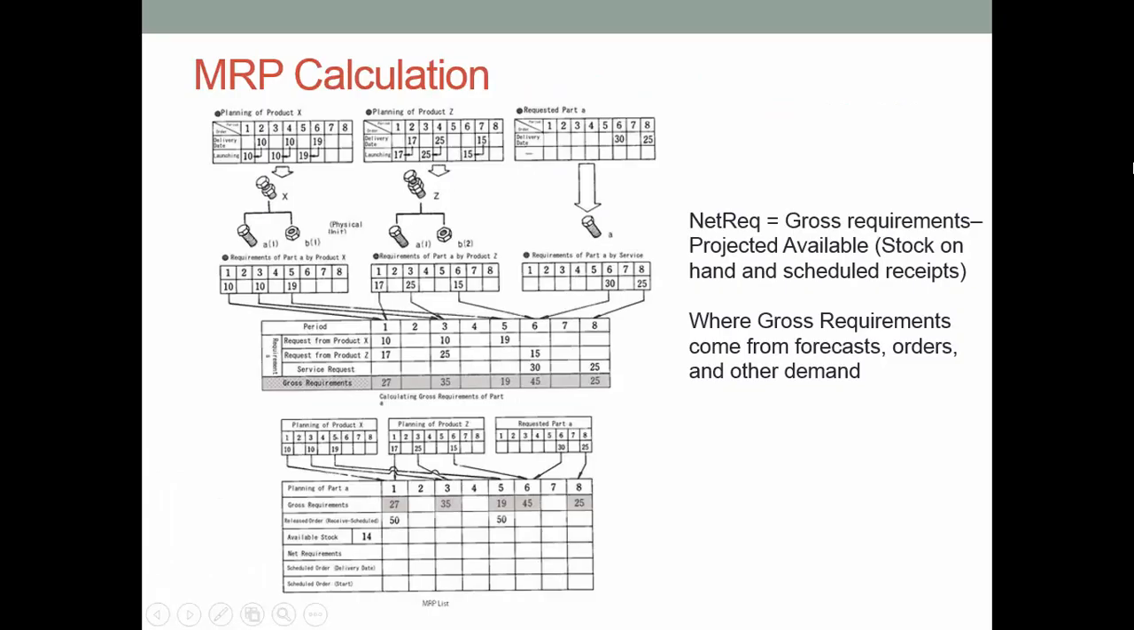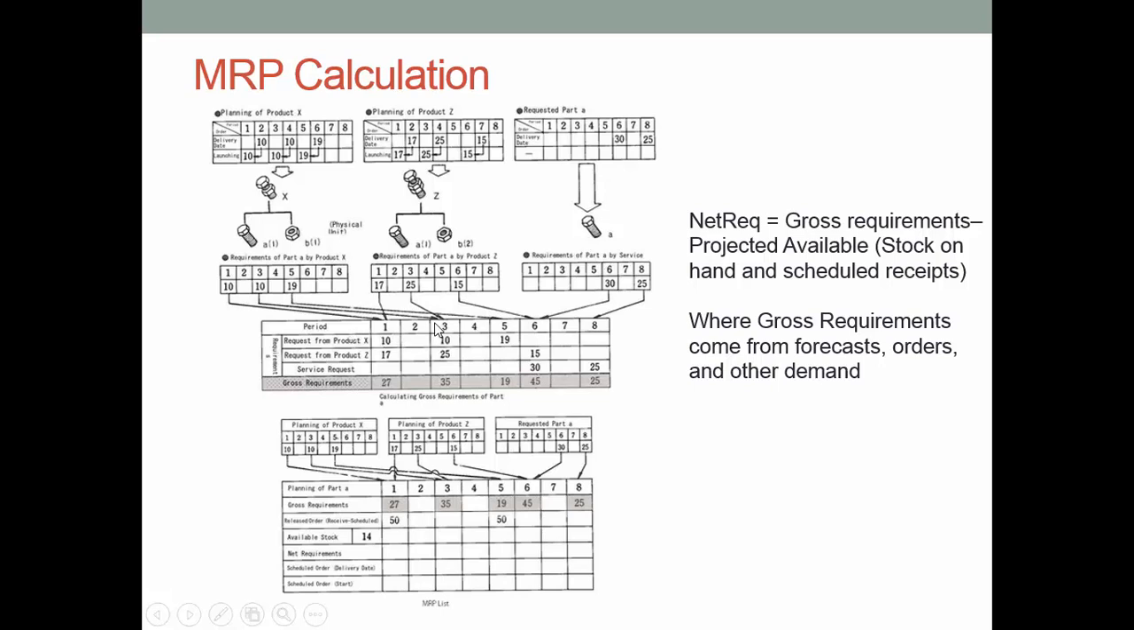For example, they're showing you that we have product X, planning for product Z, and a requested part for another component. So in here, they're basically showing you the requirements for the different parts. This is a requirement for product X. This is X here. Requirements for product Z. This is Z, and requirements for the service of this product over here.